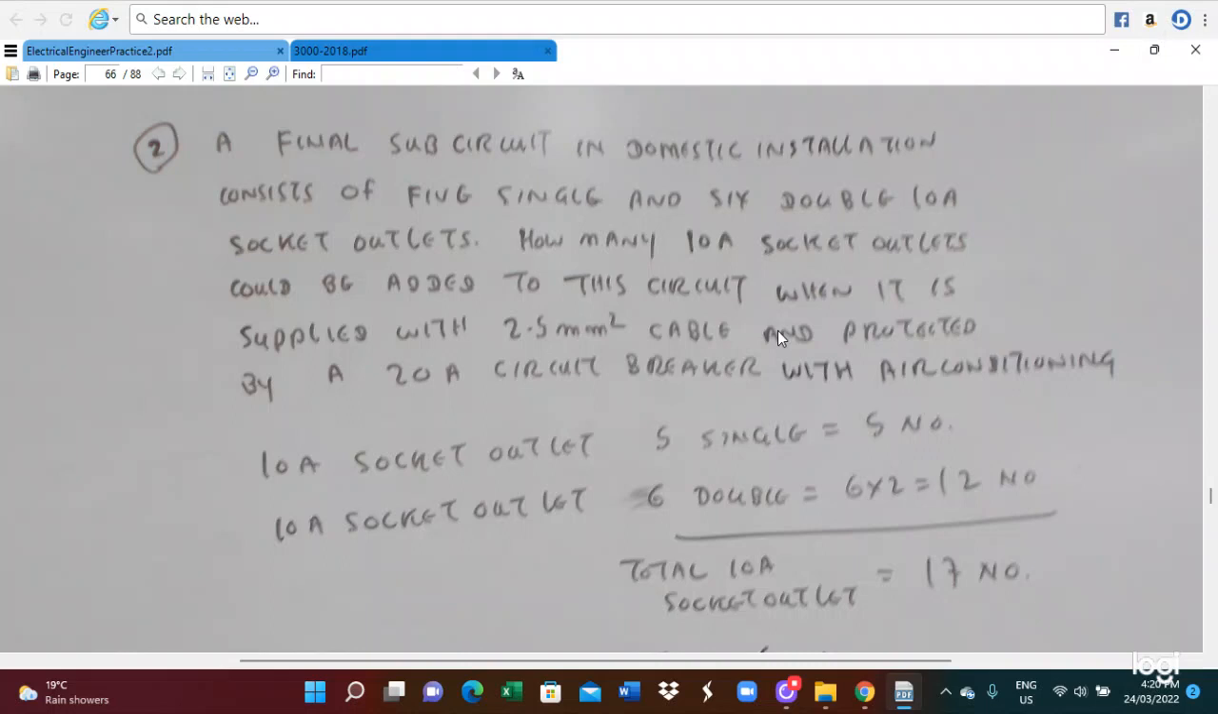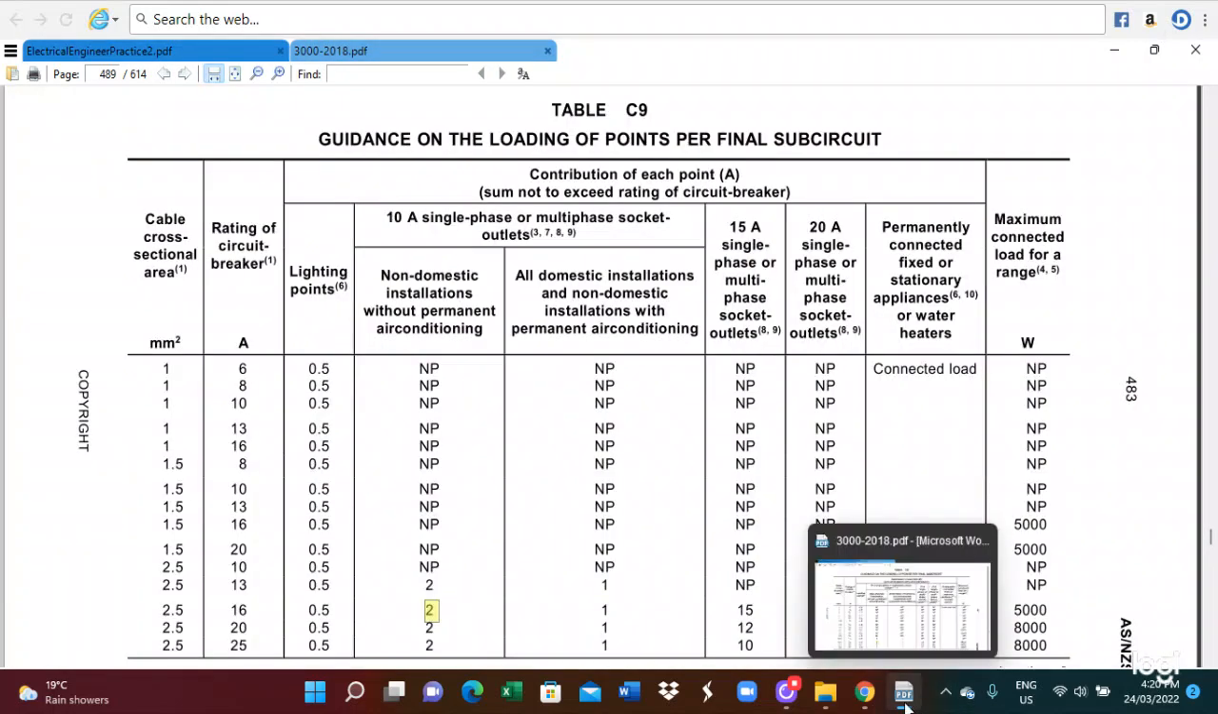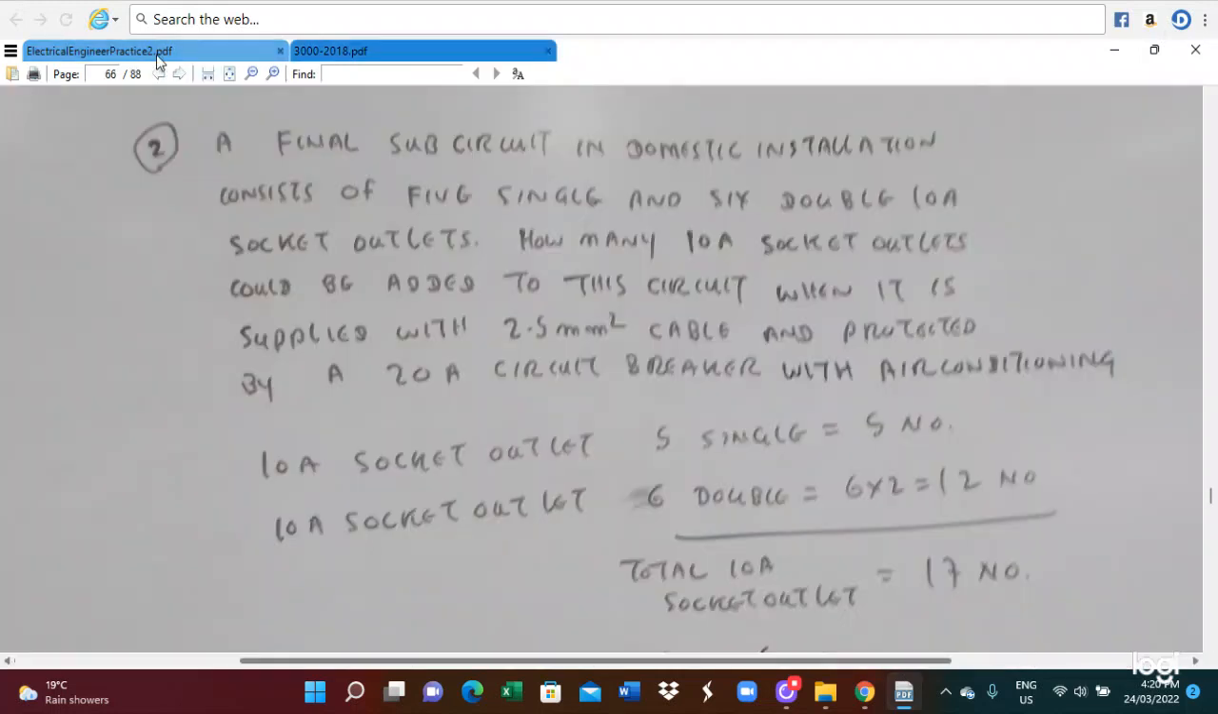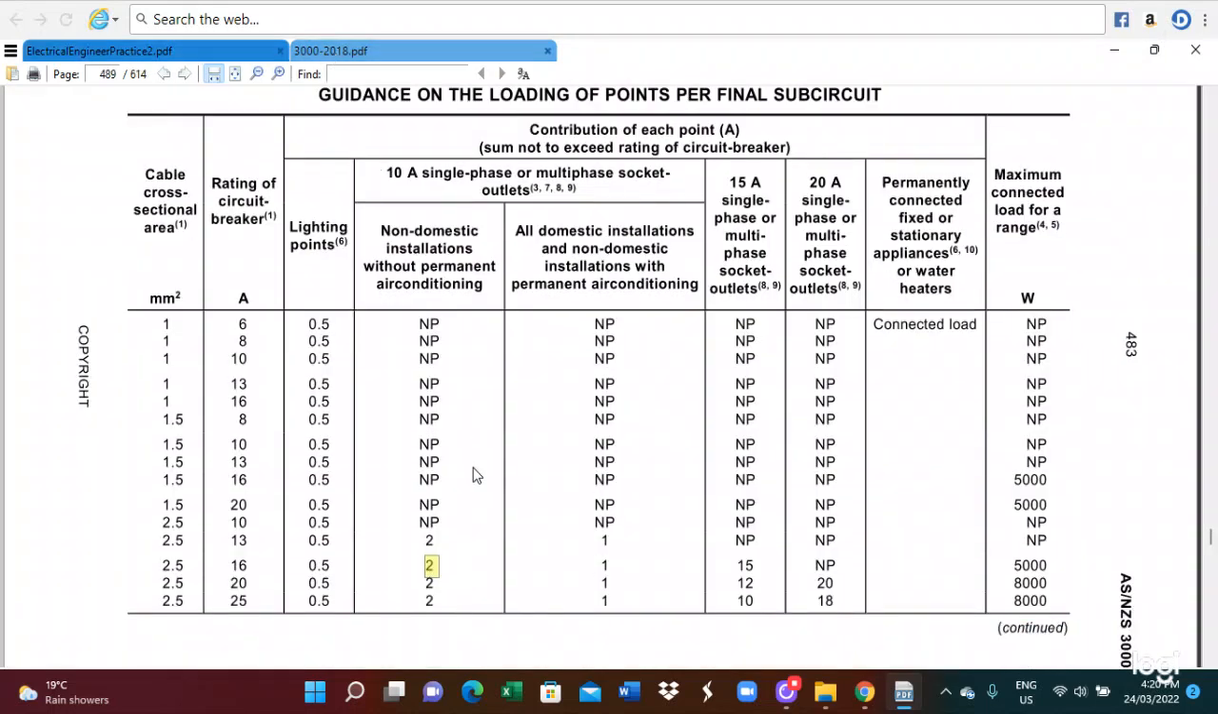So this circuit is supplied with a 2.5 millimeter square cable, protected by the 20 ampere circuit breaker with air conditioning. So in this case, we also refer the same table. So the table C9 you have to utilize. So table C9 is given here. In this case, you can know about the 20 ampere circuit breaker and 2.5 millimeter square cable. So you see the 20 ampere circuit breaker, 2.5 millimeter square. Cable size 2.5 millimeter square, circuit breaker size 20 ampere circuit breaker.